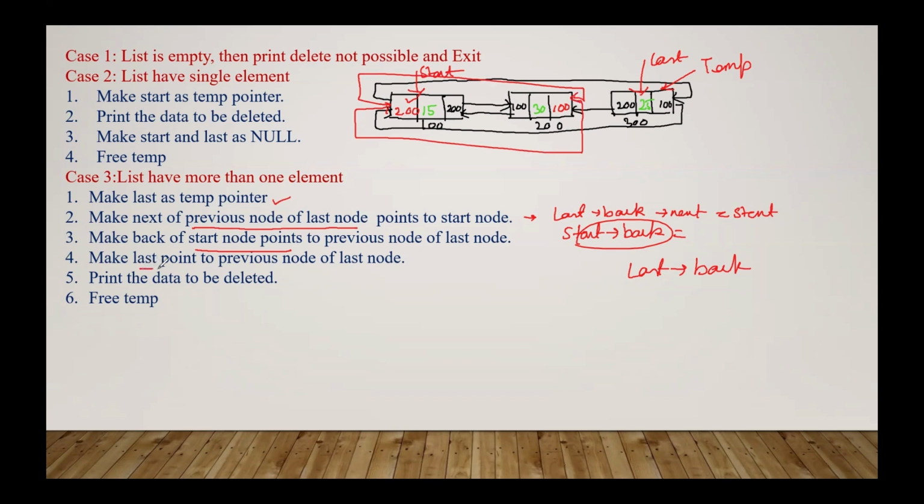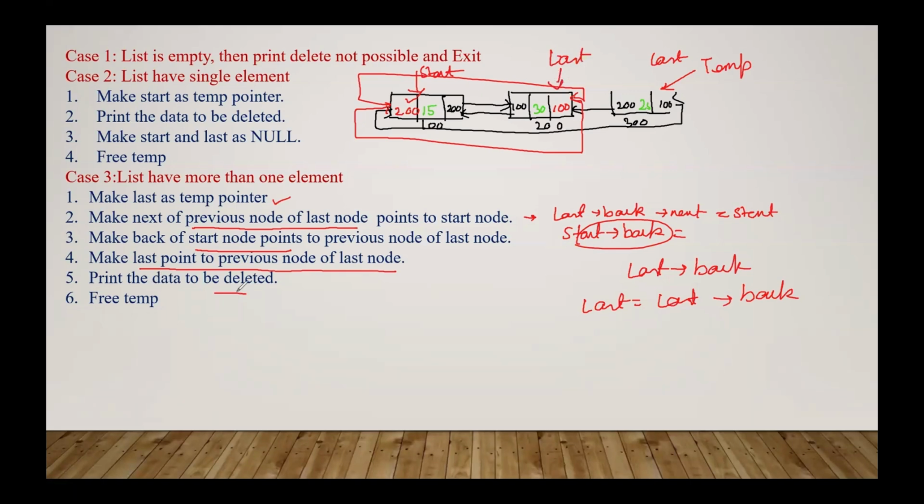Then make the last pointer point to the previous of the last node. So what do we have to write? Last equal to last back, because previous stores which element? The back element. So this pointer we have to make this one. So now what happened? Last does not point to this one. Now last points to which value? Right now, last points to this value.